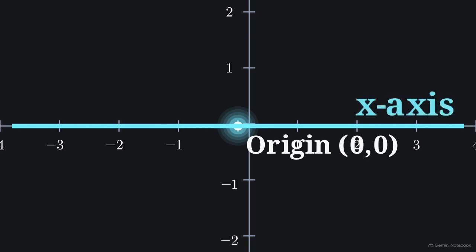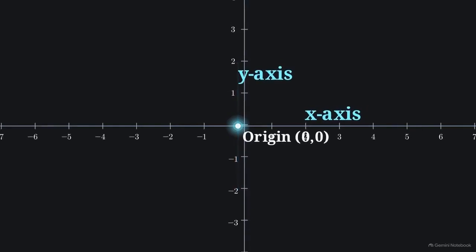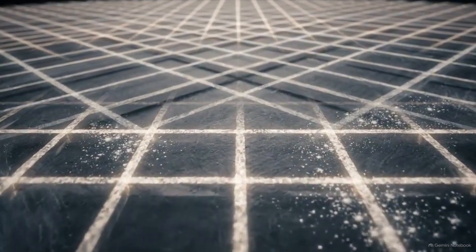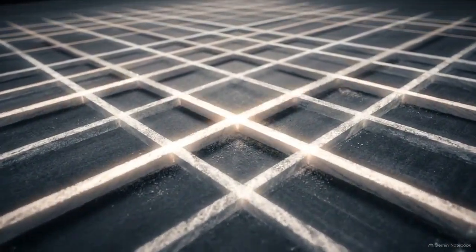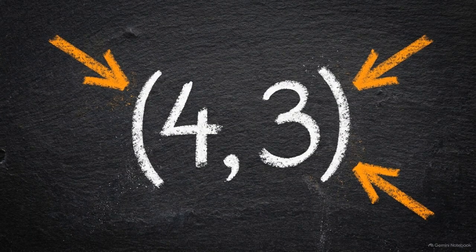From that origin, the horizontal line stretching left and right is officially named the x-axis, and the vertical line reaching straight up and down is named the y-axis. By locking these 2 perpendicular lines together, Descartes turned a featureless void into a perfectly measurable grid system, the Cartesian plane. To navigate this plane, we use coordinates. These are ordered pairs of numbers, written in parentheses, which act as a precise address on the grid.